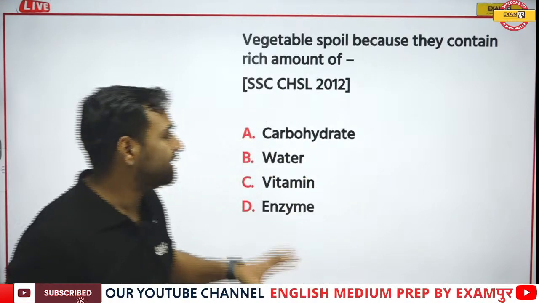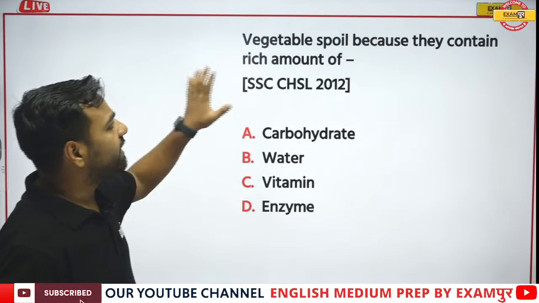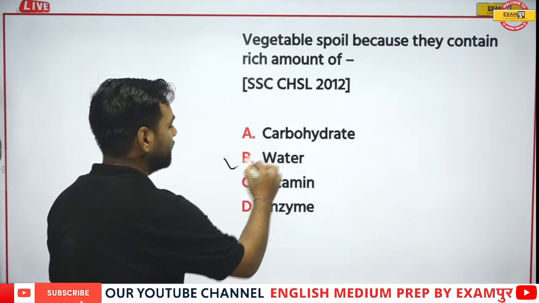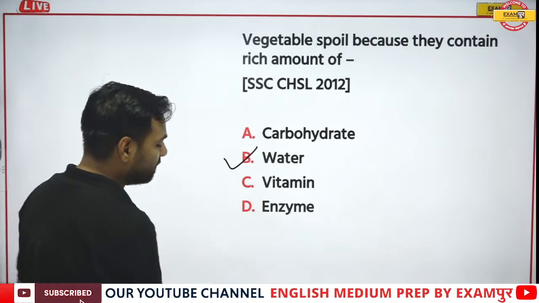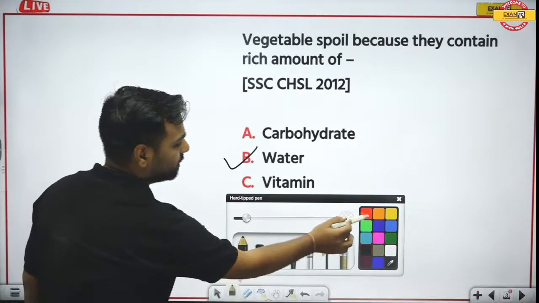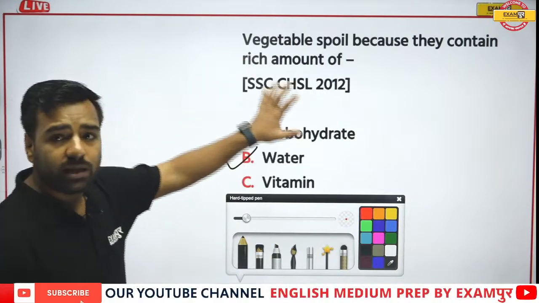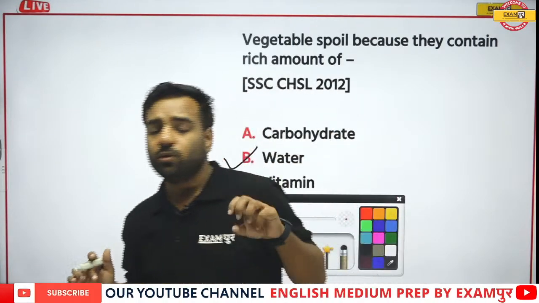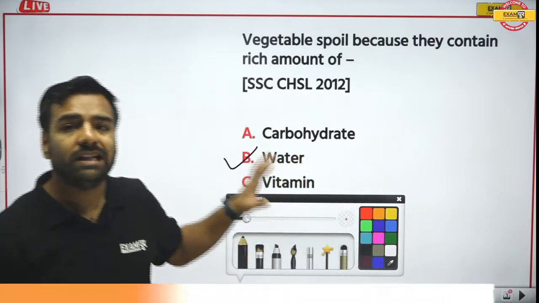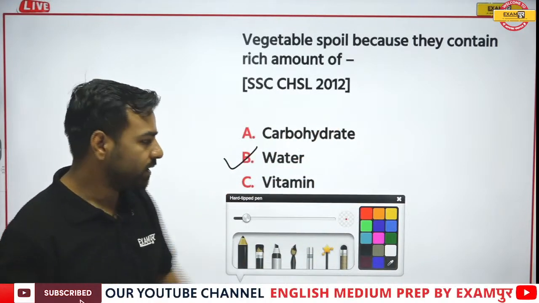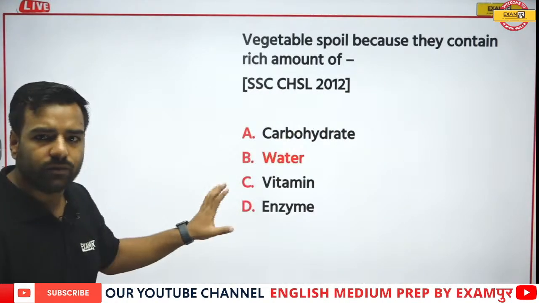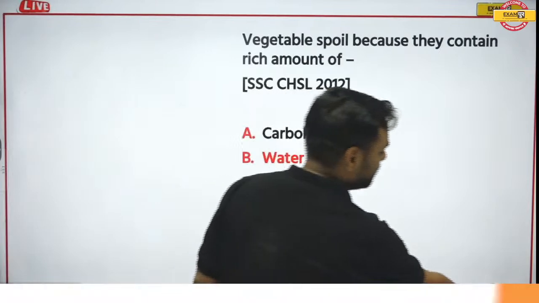So for this question, vegetables can spoil because they contain a rich amount of water, and hence option B would be correct. Please remember that since the vegetable contains a large amount of water, its spoilage is because of water. So option B was correct, that is water. Let's have a look at the next question.